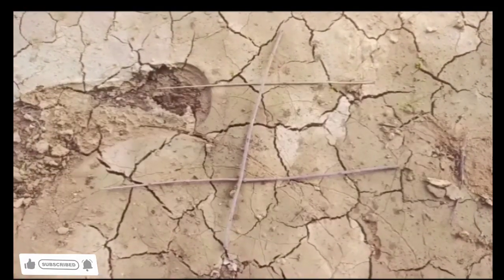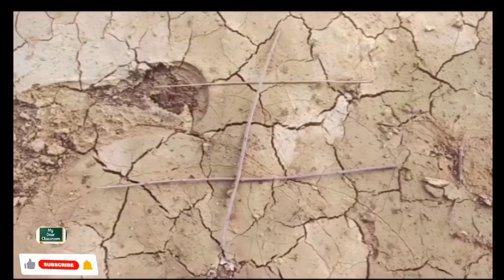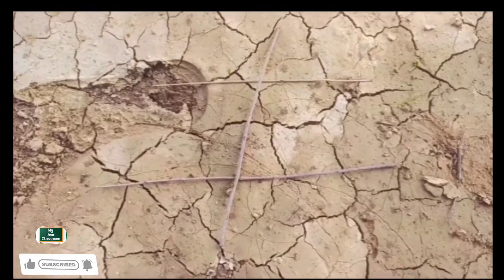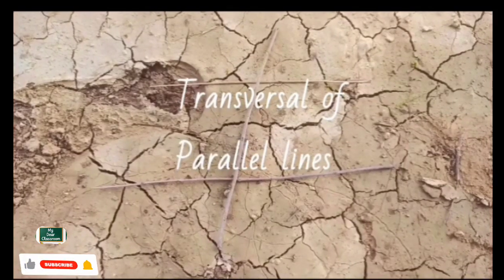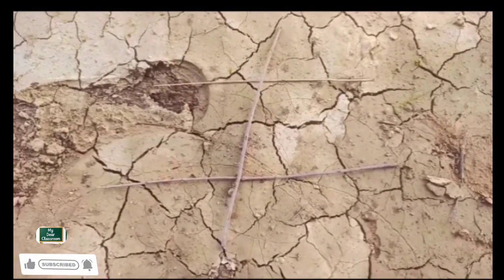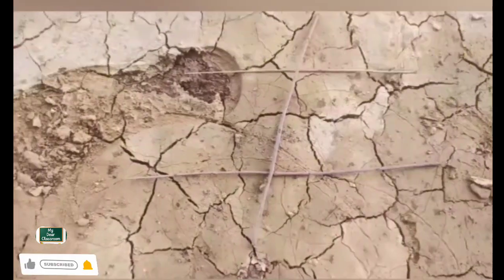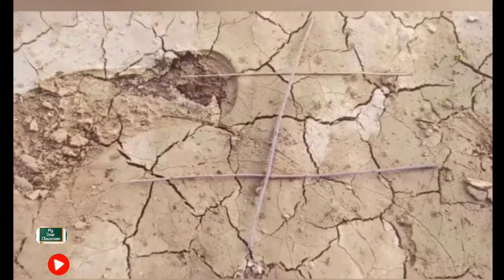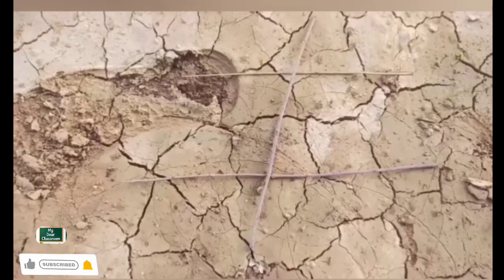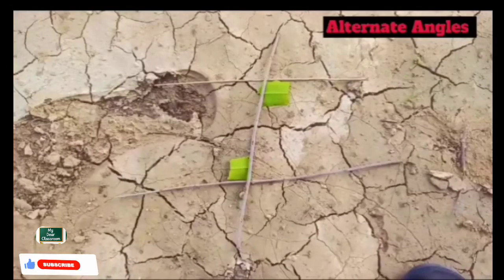So, can you all see this concept? Oh yes, you're right. Here the parallel lines are there and a transversal is intersecting them at two different points, right? So, as you can see, there is a transversal of parallel lines. So, angles will also be formed. So, let's see which angles are formed.